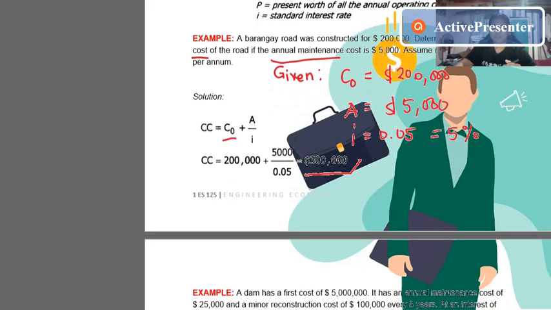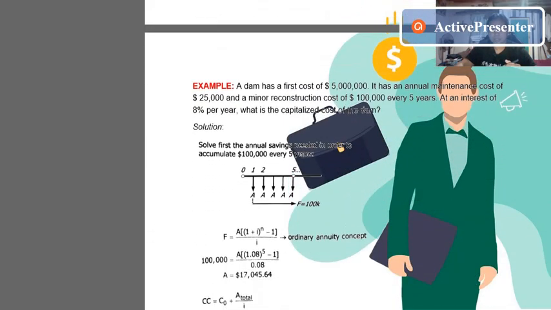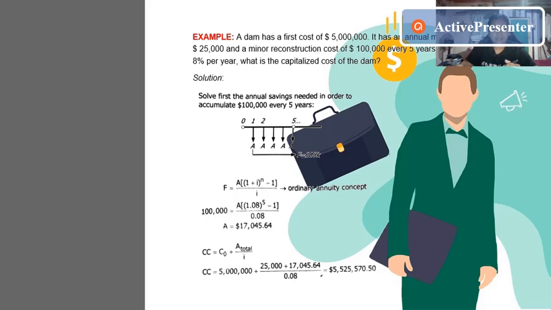So let's proceed to another example for the capitalized cost. A dam has a first cost of $5 million US. It has an annual maintenance cost of $25,000 US and a minor reconstruction cost of $100,000 US every 5 years at an interest of 8% per year. What is the capitalized cost of the dam?